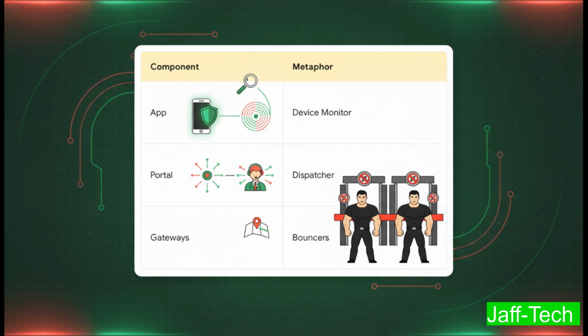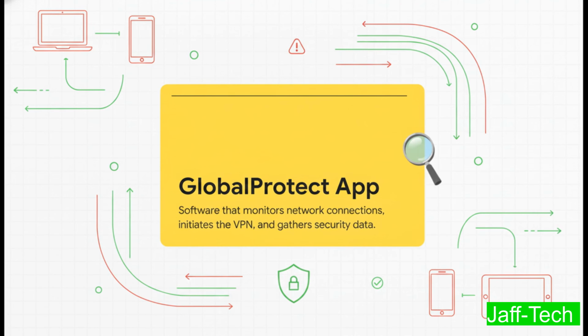Let's break these down. First up, the app. This is where the whole process kicks off. It's the software sitting right there on your laptop or your phone or tablet. It acts as your frontline device monitor. It's quietly keeping an eye on your network connections, ready to initiate the VPN, and crucially, it's constantly gathering vital security data about your device itself. Think of it as your personal security agent.